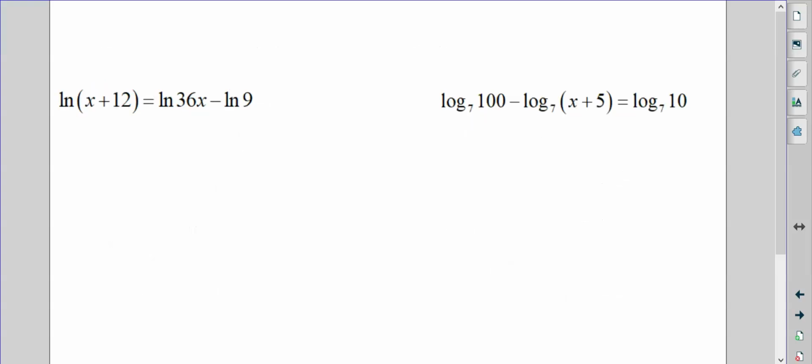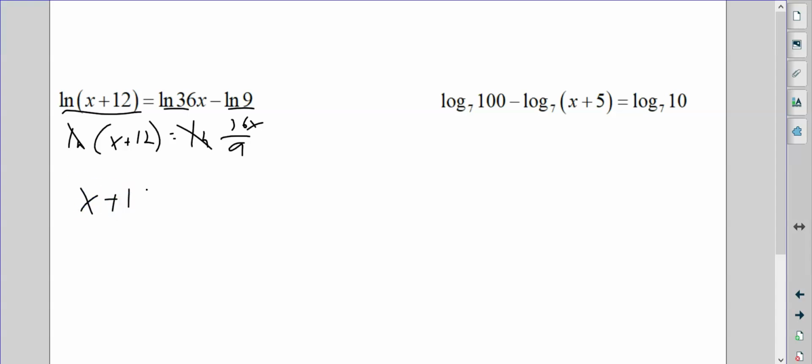All right, on this one, we have ln, only 1 on this side, but we have 2 on this side, which means this one's fine. But over here, we need to combine, condense. Anytime I see subtraction, I'm going to divide. So I'm going to have 36x here and 9 here. Okay. Now I can cross off the ln's.